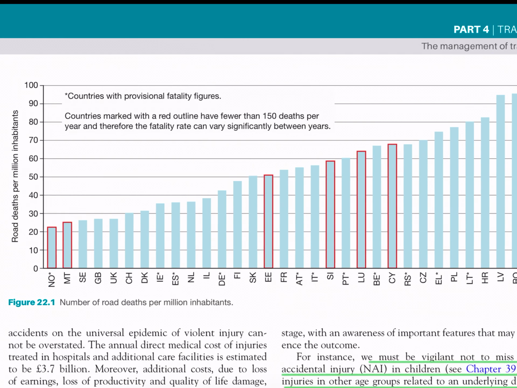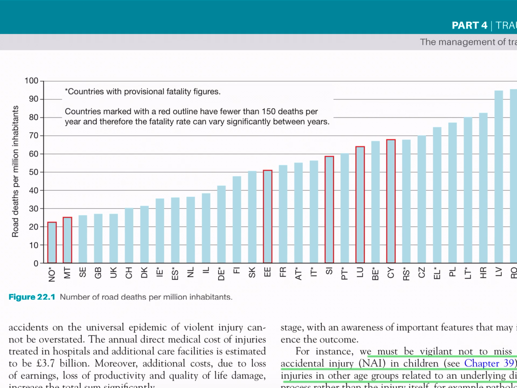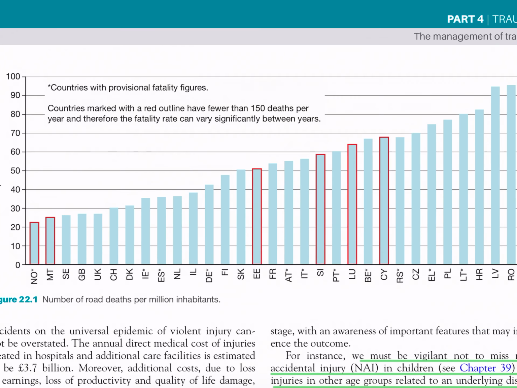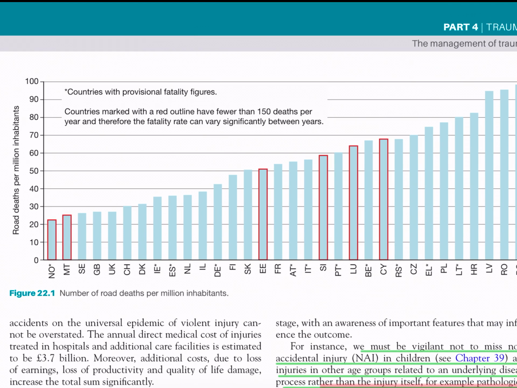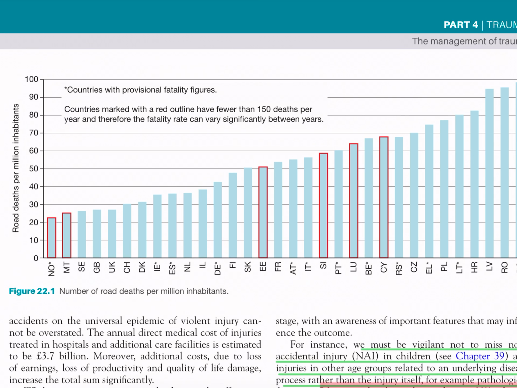In Figure 22.1, we can see the number of road deaths per million inhabitants of the different countries shown. Of these, the star-marked countries have provisional fatality figures, and the countries with a red outline have fewer than 150 deaths per year, and therefore the fatality rate can vary significantly between the years.